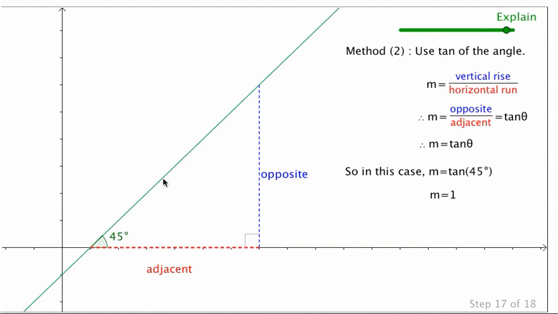In deciding between these methods, it really depends on whether you know the angle or if you know a couple of points on the line. So if you knew 2 points on the line, it would be easier to use the other method. If you just knew the angle, it's easier to use this method.